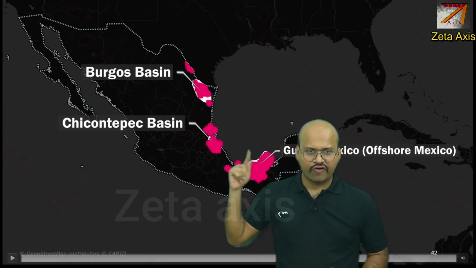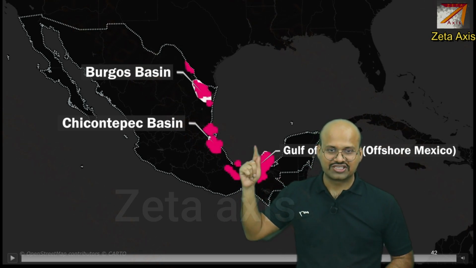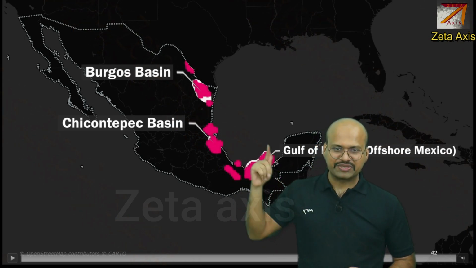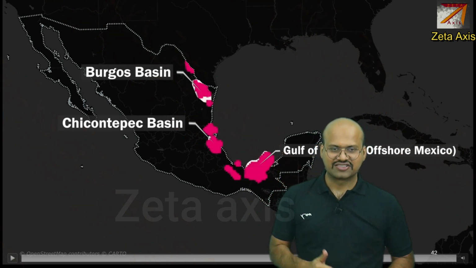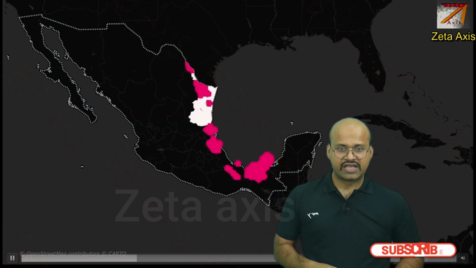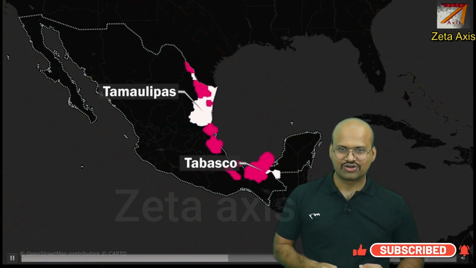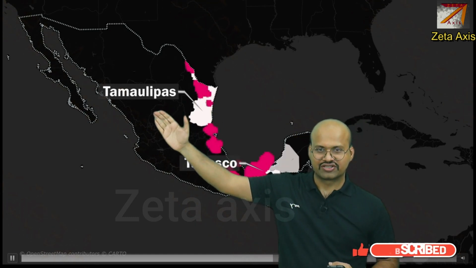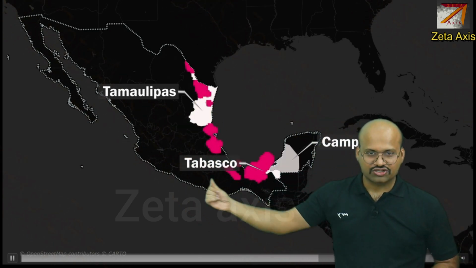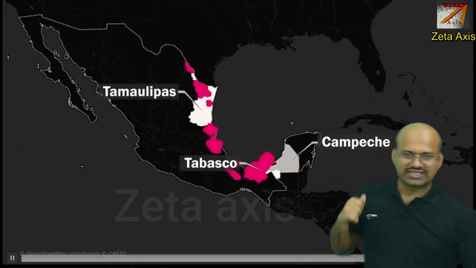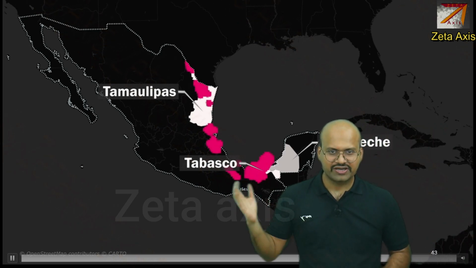Again, these are offshore regions of the Gulf of Mexico. This is basically the Bay of Campeche region, where these oil and gas reservoirs are located. If we see the states which produce the maximum amount of oil and gas in Mexico, then these are the states: Tamaulipas, Tabasco, and then Campeche. So these are the three states producing oil and gas within Mexico.